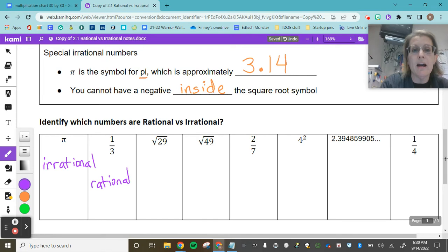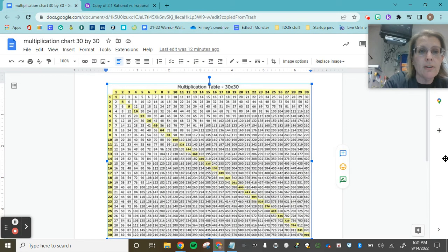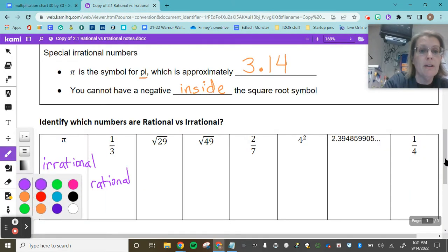Now the square root of 29, I can check back on my number line here, and I'm looking at the diagonals, and I'm looking for 29, and I see a 25 and I see a 36, because 5 times 5 is 25, 6 times 6 is 36. So 29 is not a perfect square. So anything that is not a perfect square will be irrational.